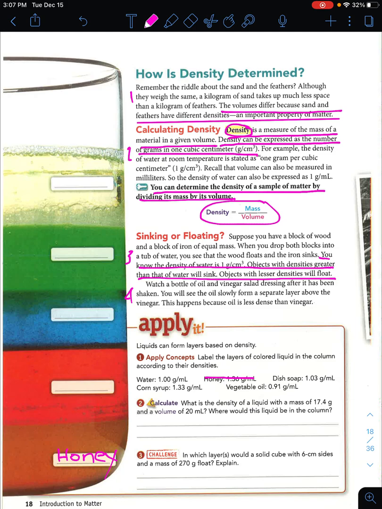What's the next heaviest? You're right, corn syrup. Then what? Yep, the dish soap. And then, yep, then the water, because that's our 1. And our vegetable oil is less than 1, so that's going to be the one at the top.